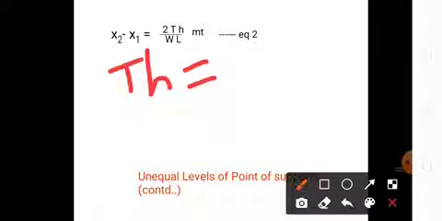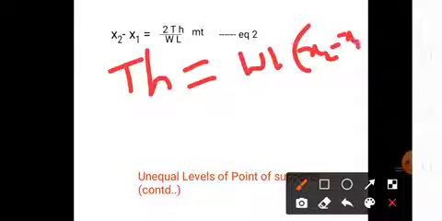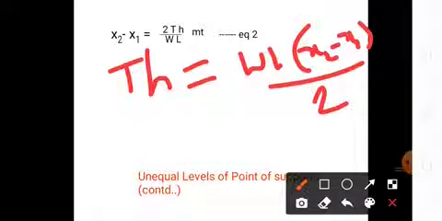The horizontal component is TH, which is equal to W into L into (x2 minus x1) by 2. So that is the formula for the sag. The two forces are acting at point O: the vertical component, and the horizontal component, which is weight into L into (x2 minus x1) by 2.